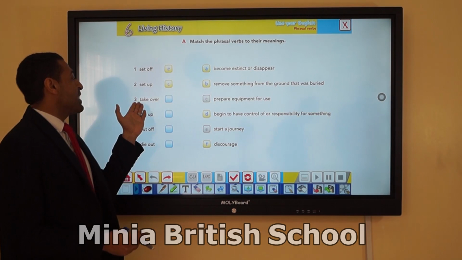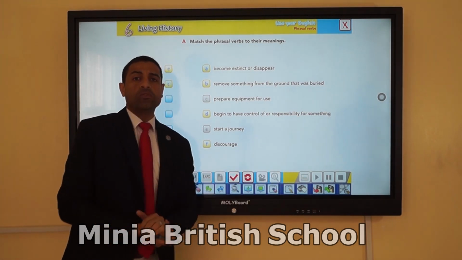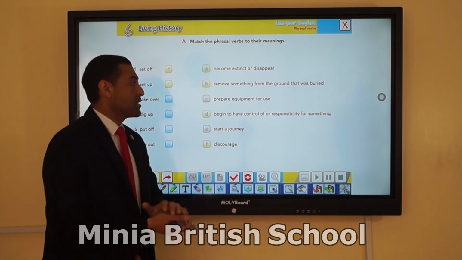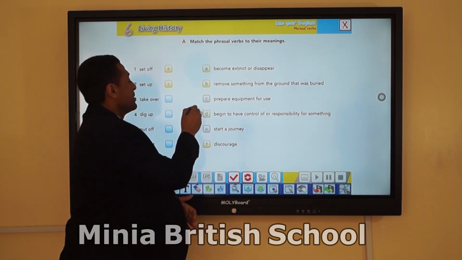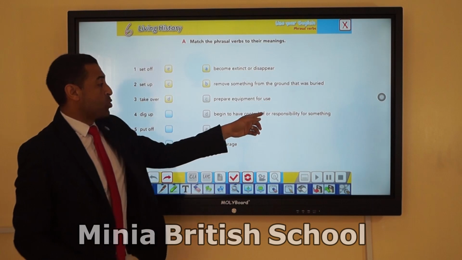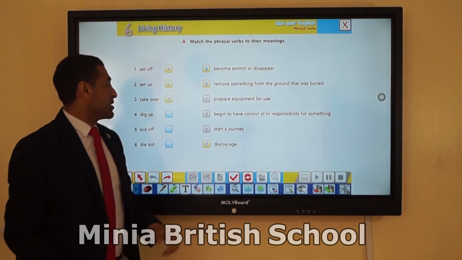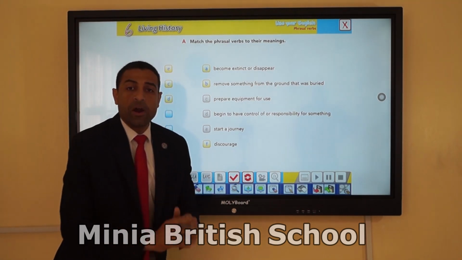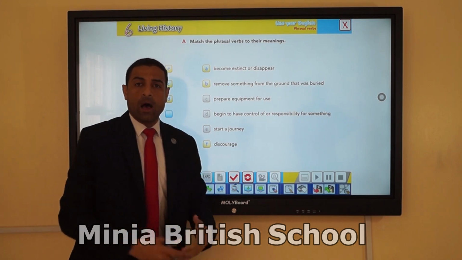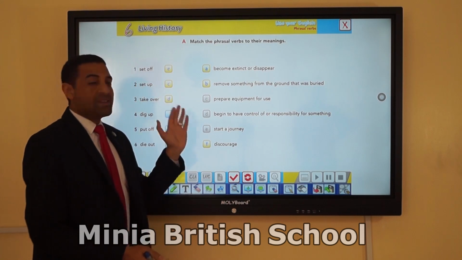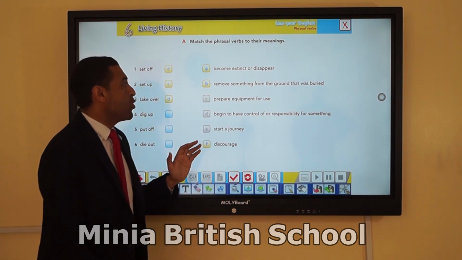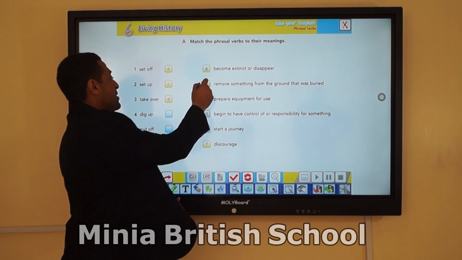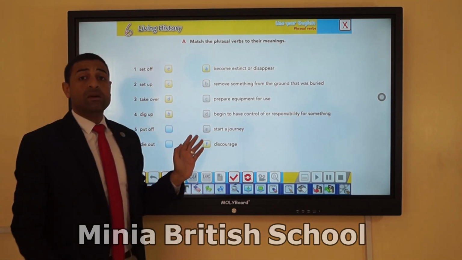And then we have take over. Take over means to take responsibility of something or to begin to control something in place of someone. So here, take over, begin to have control or responsibility of something. And then we have dig up. Of course, we know the verb dig, that we can make something like a hole in the ground. But here, dig up means to remove something from the ground that was buried.